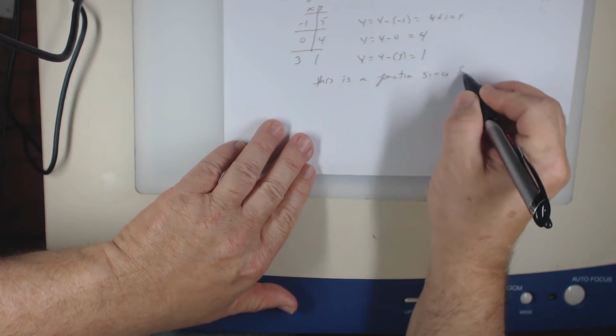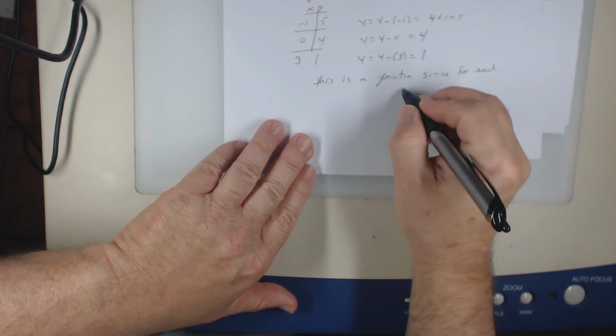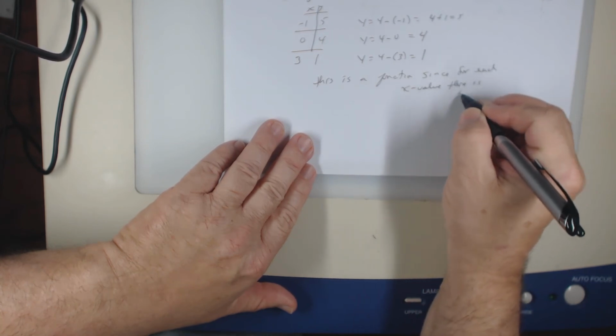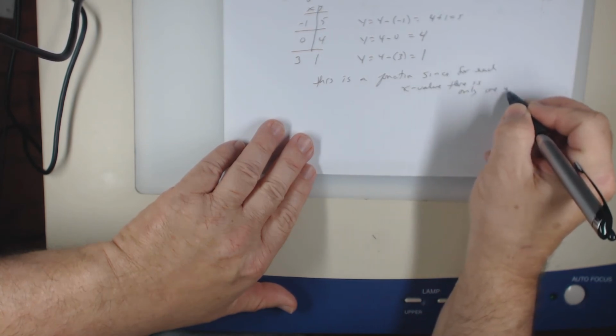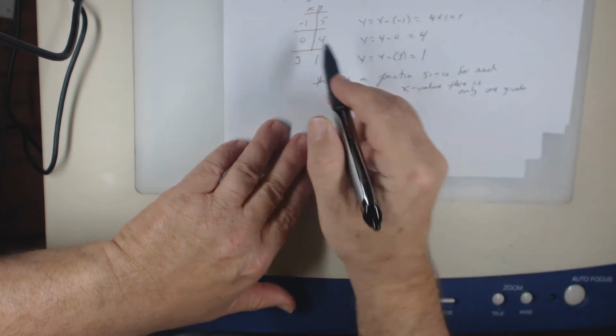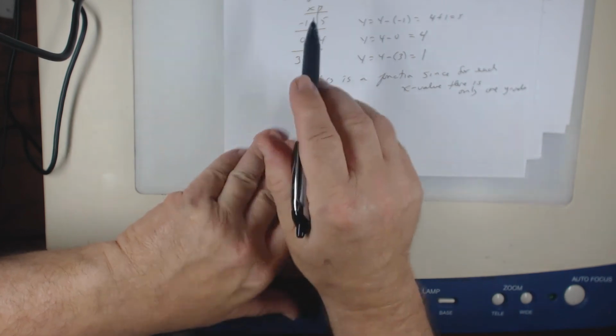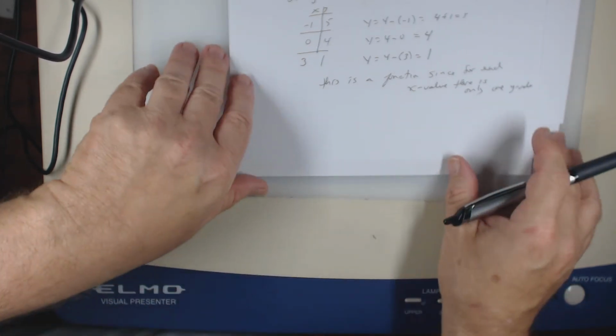Since for each x value, there is only one y value. And this will be your work. That will be your work. That will be what you would show. Something like this. Okay?